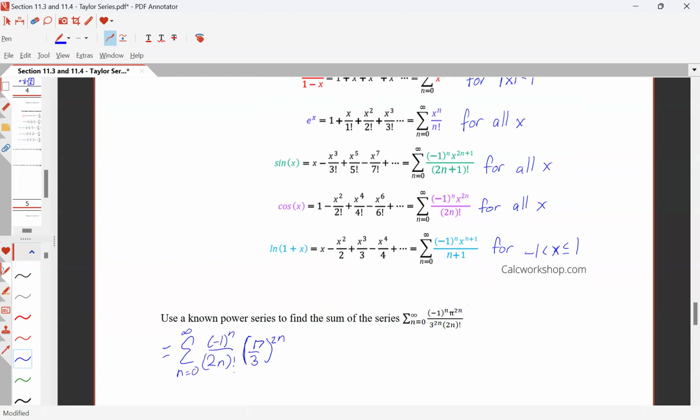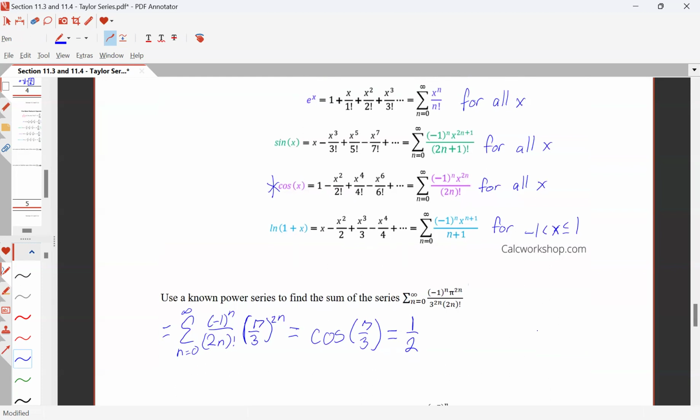What this looks like is the power series for cosine. Negative 1 to the n, some value to the 2n, over 2n factorial. So this equals cosine of pi over 3. Cosine of pi over 3 is a known value that is 1/2. So very quickly, we can evaluate that series.